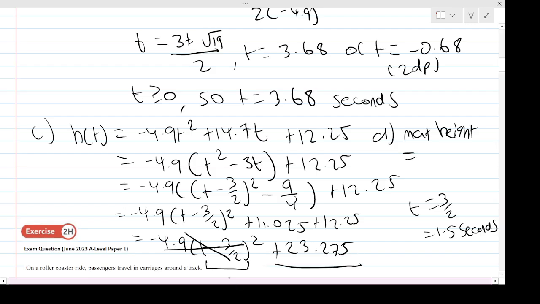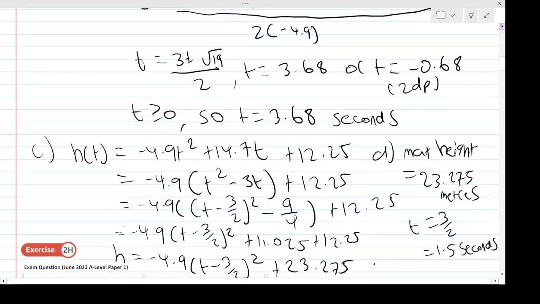So the maximum height, so remember h would equal this whole thing because h of t is equal to that. So h then, we're left with 23.275. So that will be 23.275 meters for the maximum, and therefore the time is when again the bracket equals 0, so I have to set t to equal 3 over 2, and that'd be 1.5 seconds. Cool. That's it then. Nice.